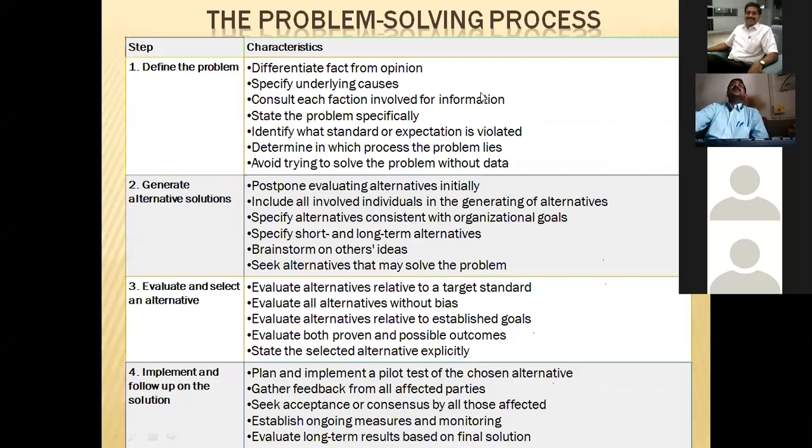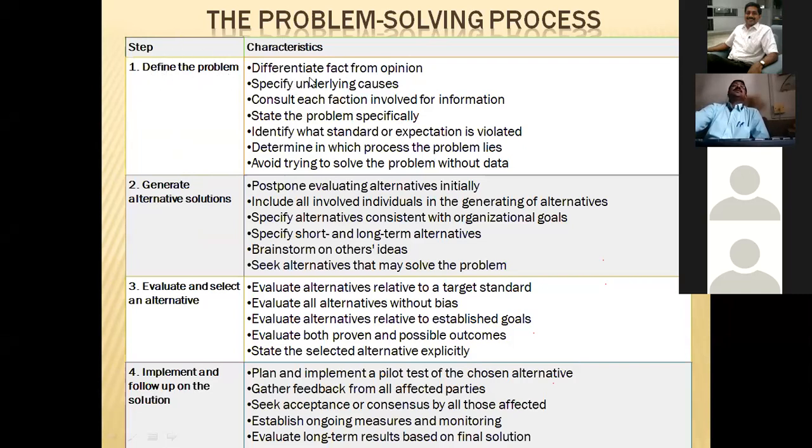Okay, what is this problem solving process? See here, there are 4 different steps we have studied in our first slide. First, define the problem. Second, generate alternative solutions. Then evaluate and select an alternative. Finally, implement and follow up on the solution. Let us see how to define the problem.